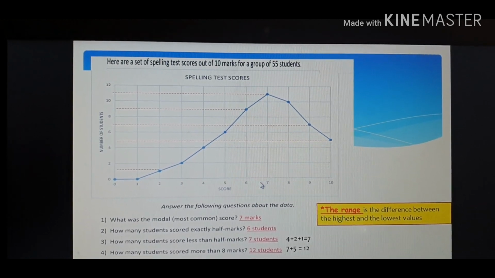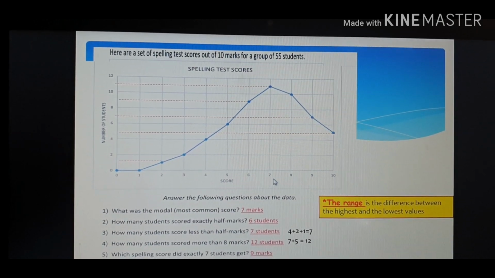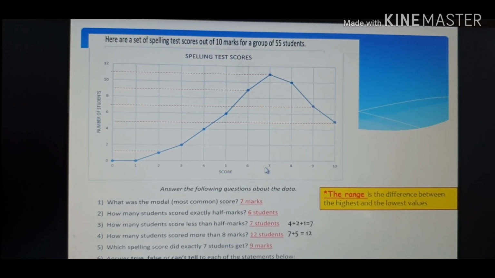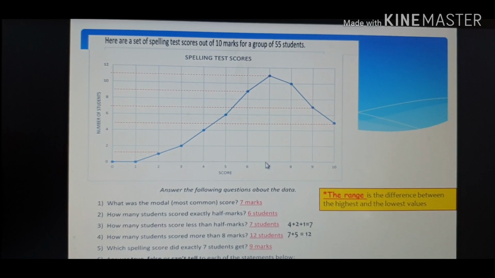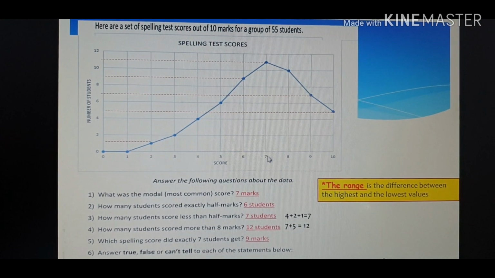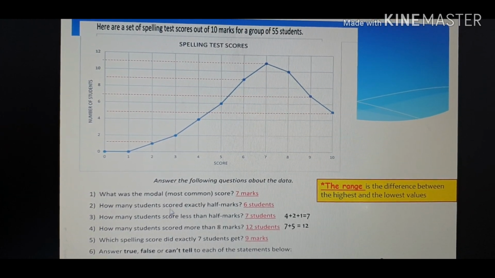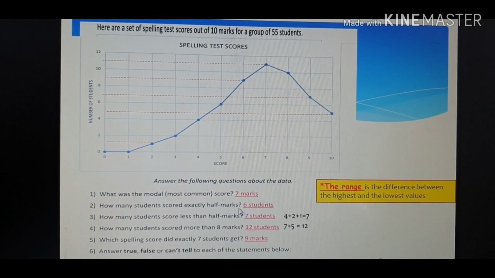11 students got how many marks? I will go down: 7. So 7 is the most common score. 11 students got 7 marks. Okay. Number 2. How many students scored exactly half marks?